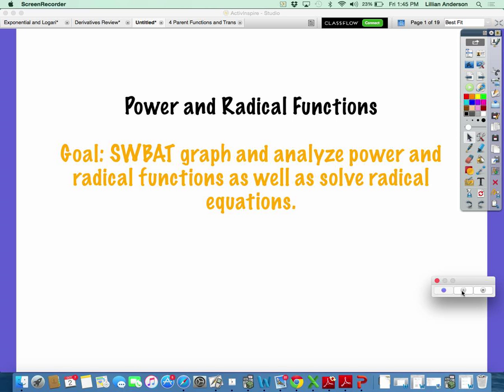So some of this may look familiar to you, or maybe it'll be brand new. But by the end of it, you'll be able to graph and analyze the power and radical functions, as well as solve radical equations. Now, I know you guys did this back in Algebra 2, but we're going to be dealing with a few more complicated ones, okay? Not the basic square root of x equals 3 type problems. No, we're going to deal with some ones that are a little more, okay?